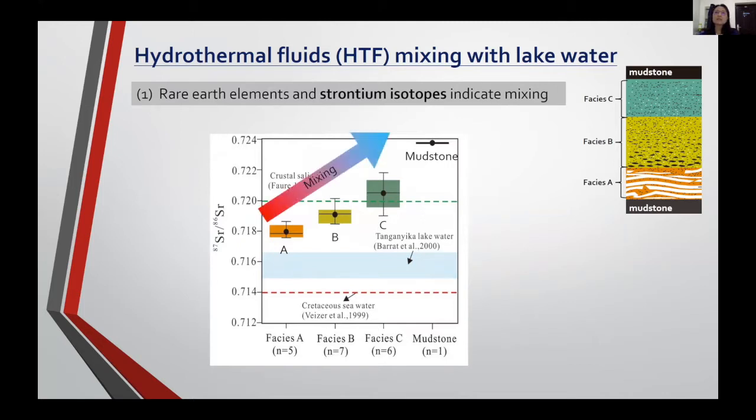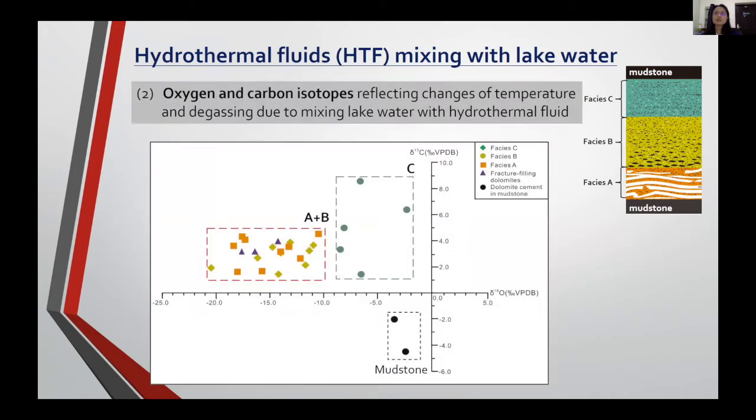The increase in strontium isotopes from facies A to C supports progressive incorporation of lake water within hydrothermal circulation. Besides, the temperature reduction due to the increase in the proportion of lake water results in a progressive increase of oxygen isotopes from facies A to C. Meanwhile, the lower temperature enables more CO2 to be dissolved and then released from the fluid mixture, giving significantly higher carbon isotopes in facies C.